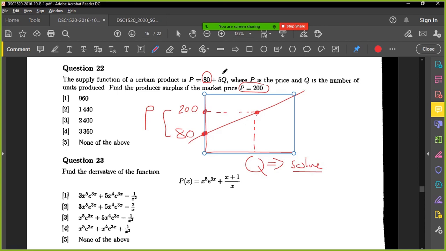Oh, sorry. You're going to substitute P into this, right? Yep. So 200 will go there, right? Okay, so 200 equals 80 plus 5q, and then you're solving for q. Does it make sense? Yeah. Okay, how do you work out the area of this triangle? It's half B times H.